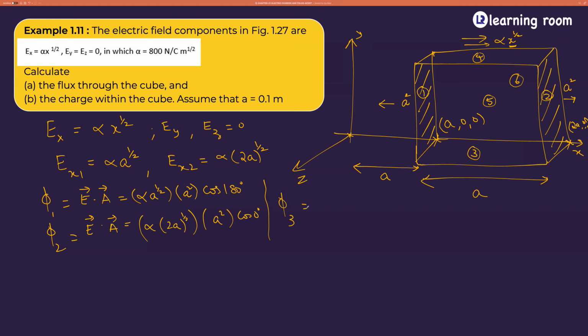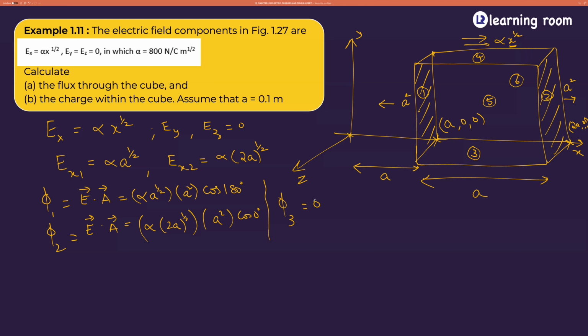Phi 3 is going to be, understand, the only electric field is along the x direction. For the third surface, this is the direction of the area vector, and this is the electric field. The angle is 90, so cos 90 is 0. So phi 3 is going to be 0.